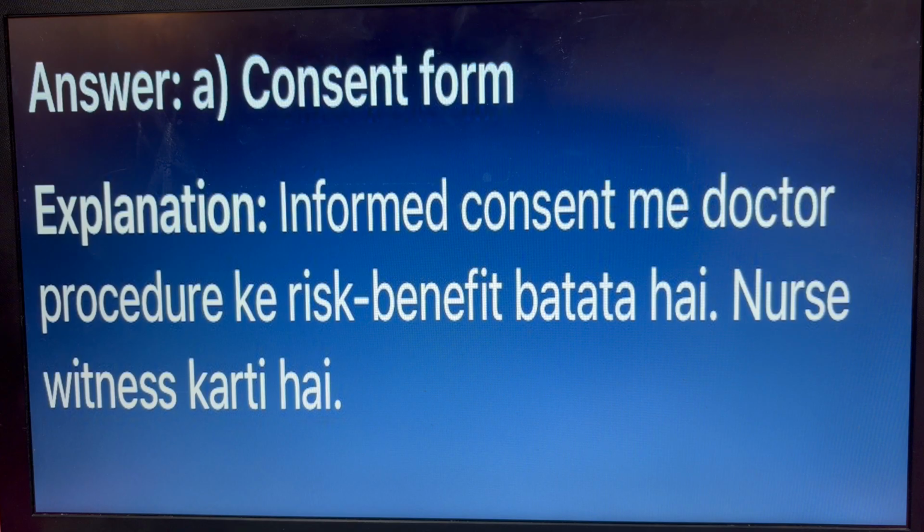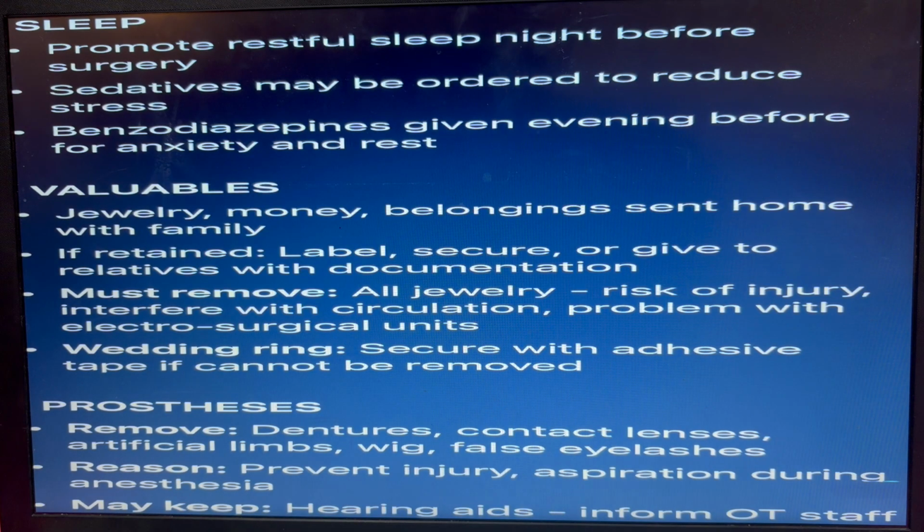Question: the right answer is consent form.